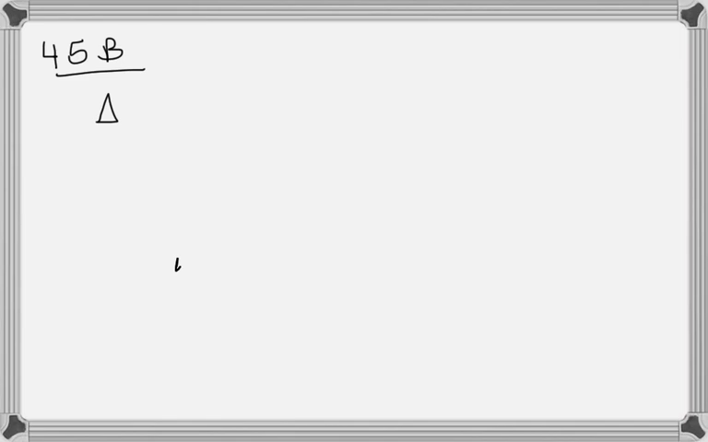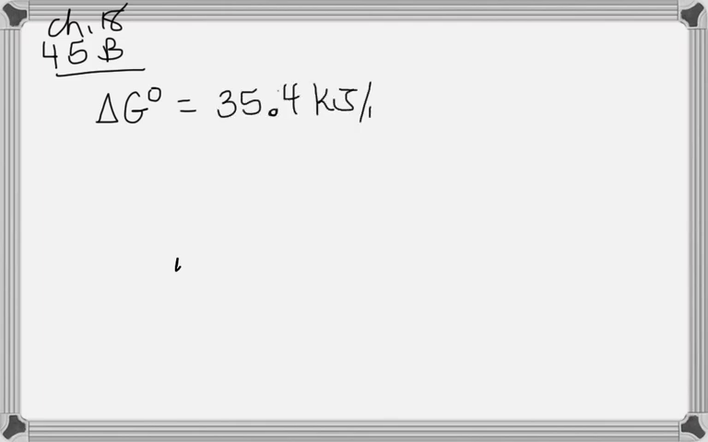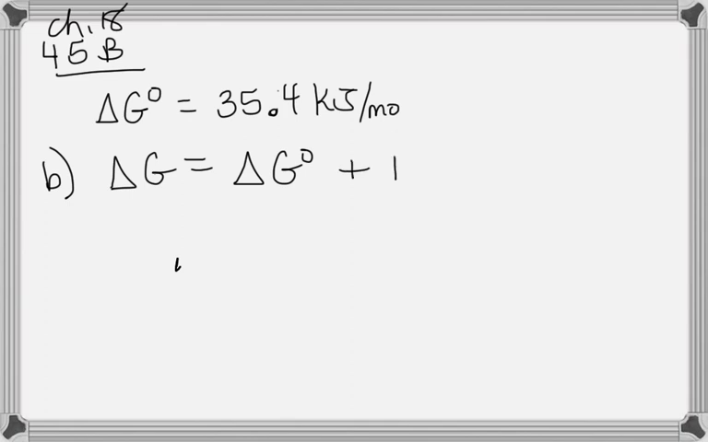For chapter 18, 45b. Okay, you've calculated the delta G standard in part A, right? And you got 35.4 kilojoules per mole. And for part B, it wants to know the delta G. So for part B, you have to use this formula. You can use the 35.4 kilojoules per mole for your delta G.